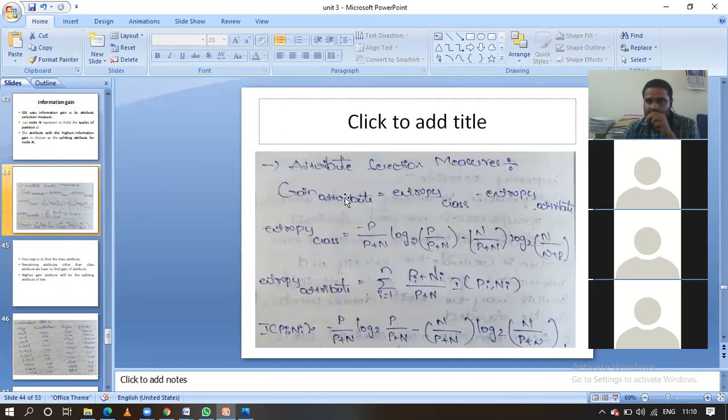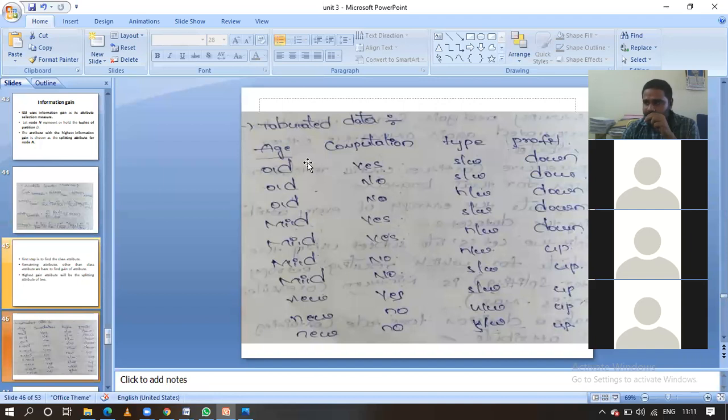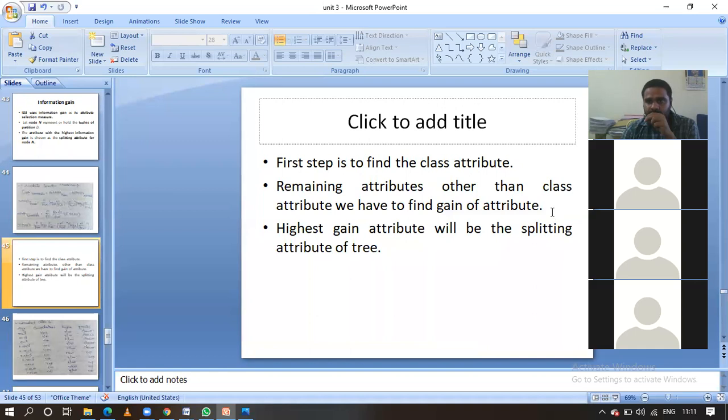How are we going to calculate the gain of an attribute? Entropy of class, this is the formula. Class means here profit, so entropy of class means entropy of profit. From this formula we are going to calculate. Similarly, entropy of attribute, this is the formula. For each of the three attributes, age, computation, and type, we have to calculate the entropy gain of that attribute.